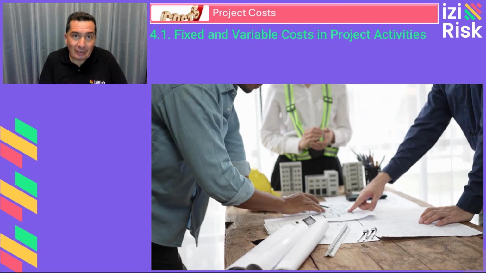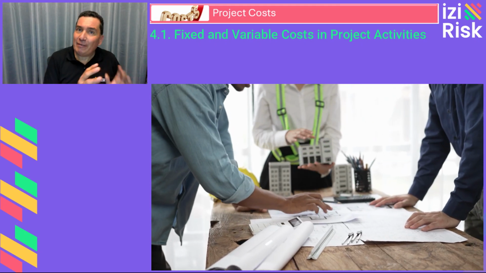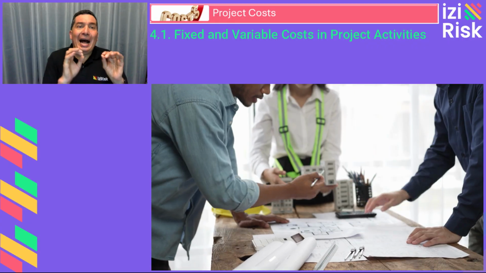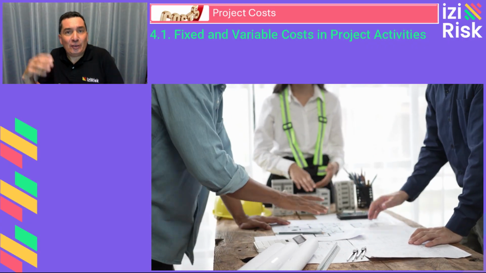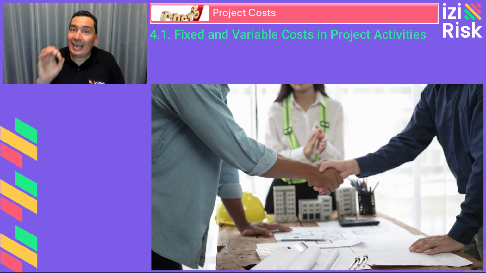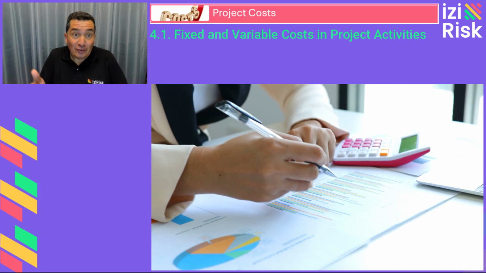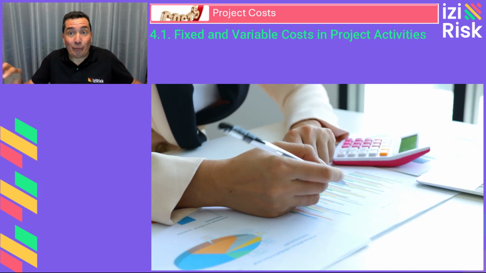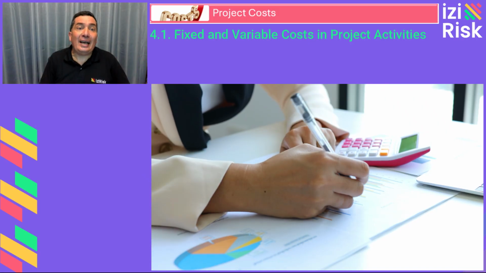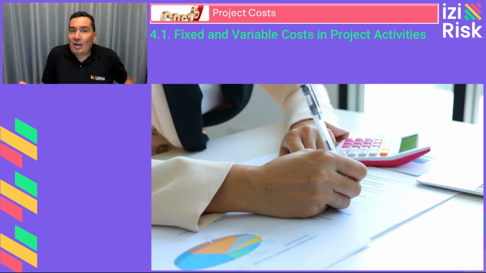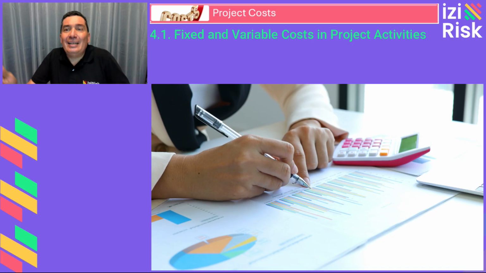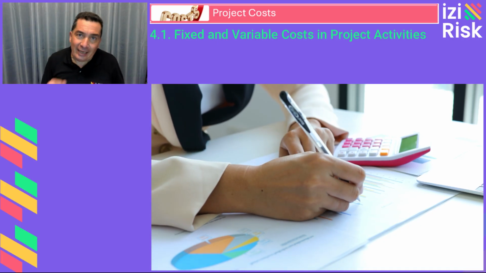In project management, the distinction between fixed and variable costs refers to how these costs behave concerning the project's progress and its activities. Fixed costs are those that remain constant regardless of the duration of the task to which they are associated. These costs are incurred independently of how long the activity takes.